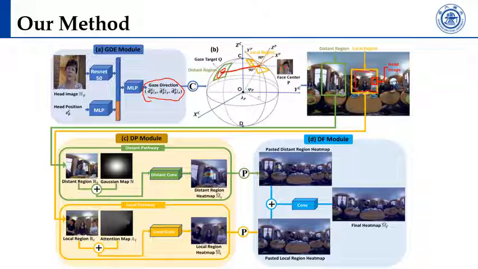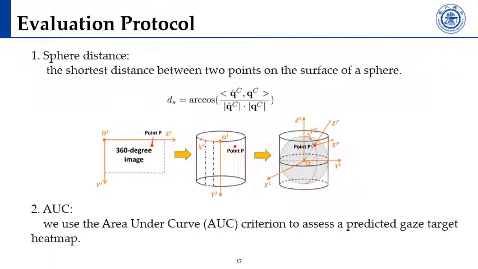And we will paste this heat map, actually computed from the local region, back into the whole image to form the final heat map for the gaze target. Okay, so this is our two-pathway framework.